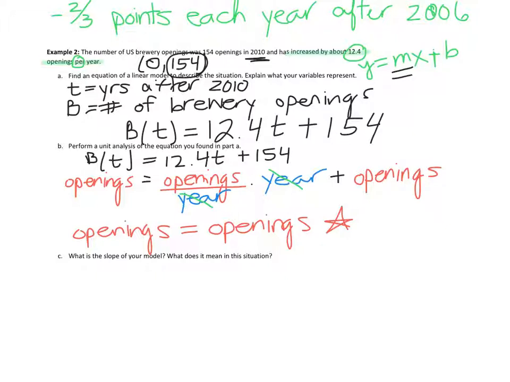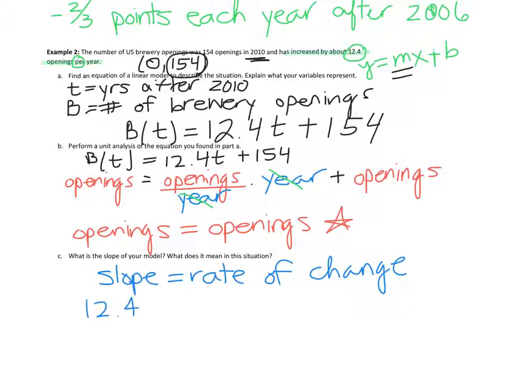All right, and then the slope of our model, again, it's a linear relationship since we've been increasing at a constant rate. So the rate of change was constant. So we know it's linear. So the rate of change is slope. And it was 12.4. And it stood for openings per year. So every year, about 12.4 breweries opened.